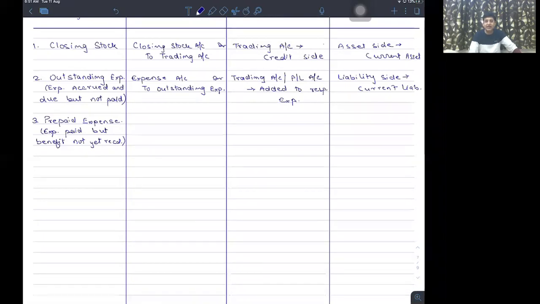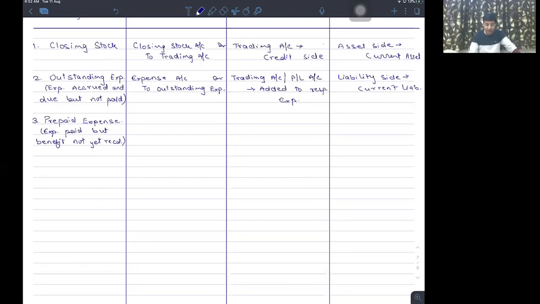The same kind of thing may arise for insurance as well. Insurance is generally taken for the whole year, and you are paying for the whole year in advance. And as you are paying for the whole year in advance, you will be taking the benefit of that in future as well. So that should be treated as the expense for the period to which it relates.